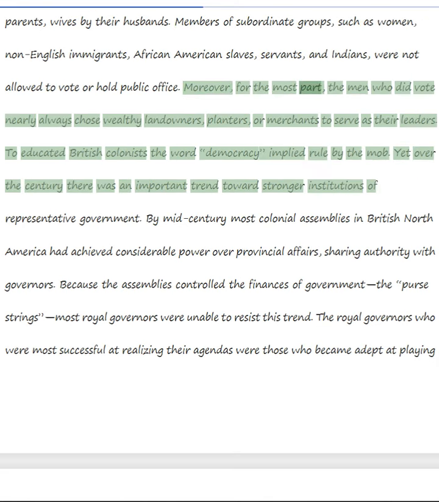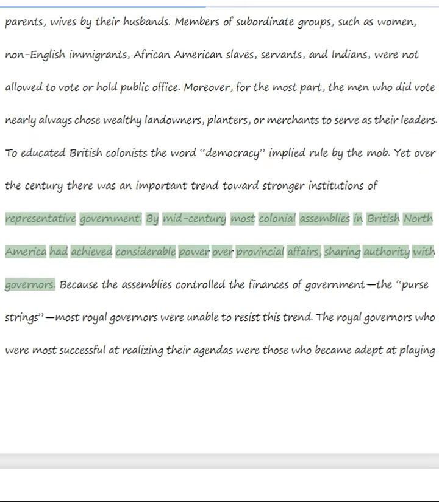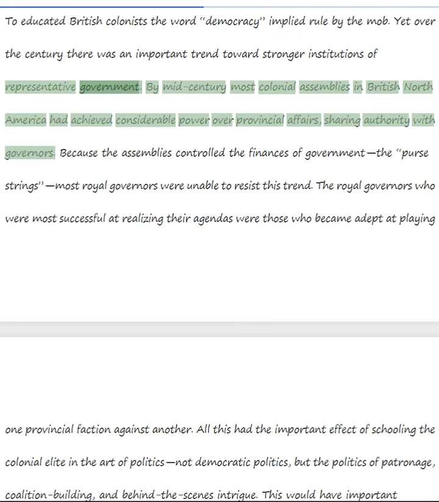Moreover, for the most part, the men who did vote nearly always chose wealthy landowners, planters, or merchants to serve as their leaders. To educated British colonists the word democracy implied rule by the mob. Yet over the century there was an important trend toward stronger institutions of representative government. By mid-century most colonial assemblies in British North America had achieved considerable power over provincial affairs, sharing authority with governors.